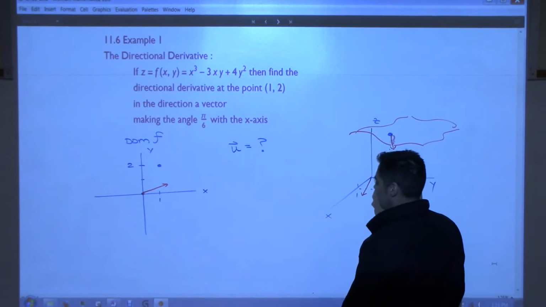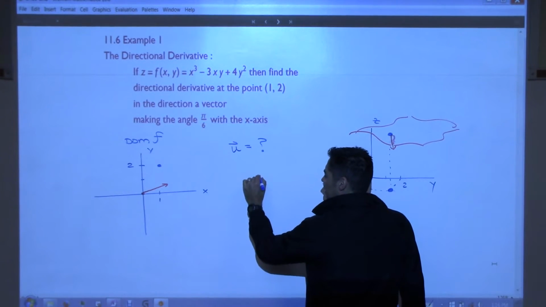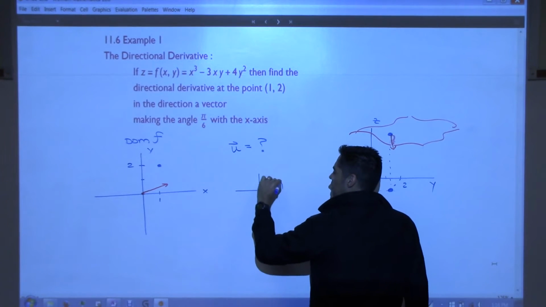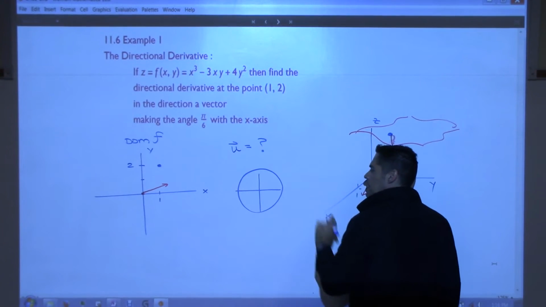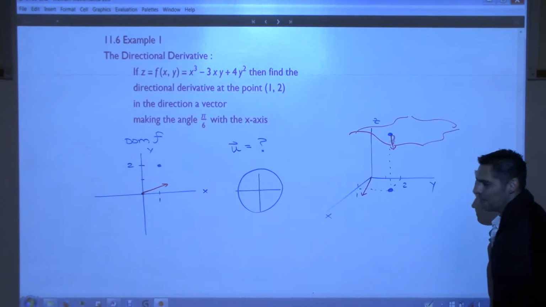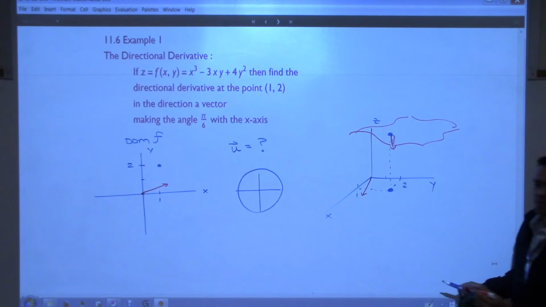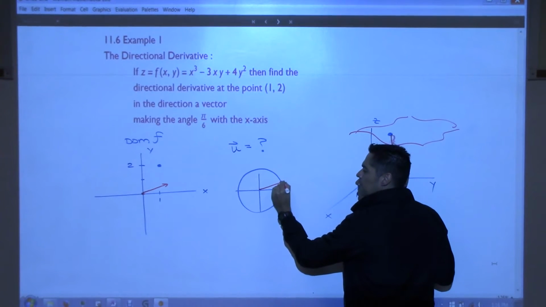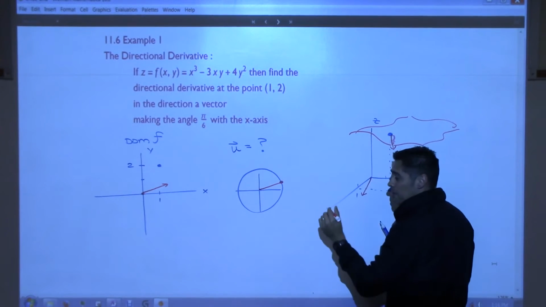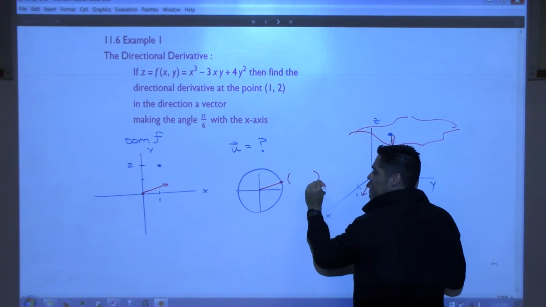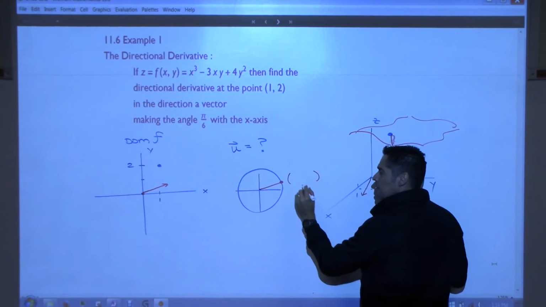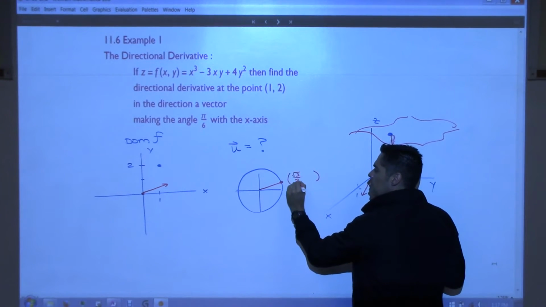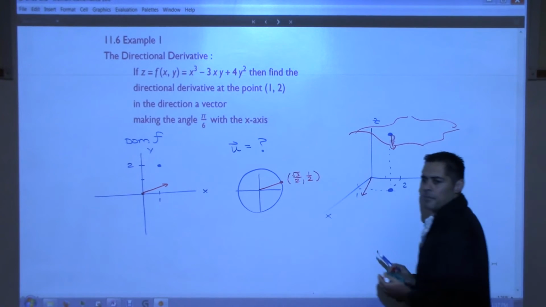Let me see. I'll leave this up here. How about I use this? How about the unit circle? Don't we love the unit circle? Somewhat. Pi over 6 is right here. And that corresponds to an actual point that we all should kind of remember from pre-cal. This was a common angle, wasn't it? This is root 3 over 2 and 1/2, isn't it?